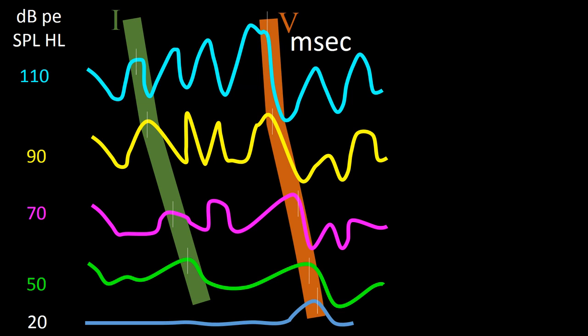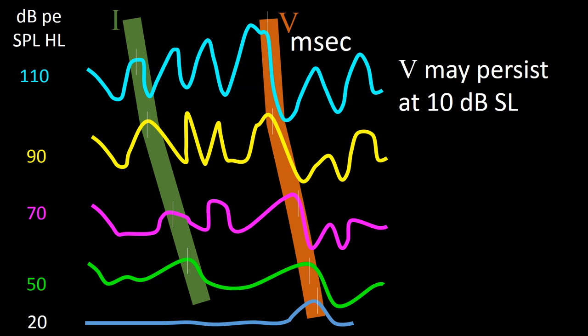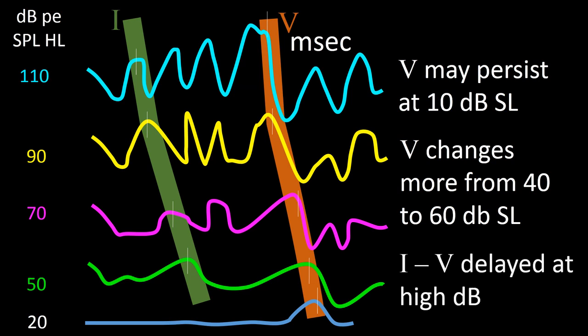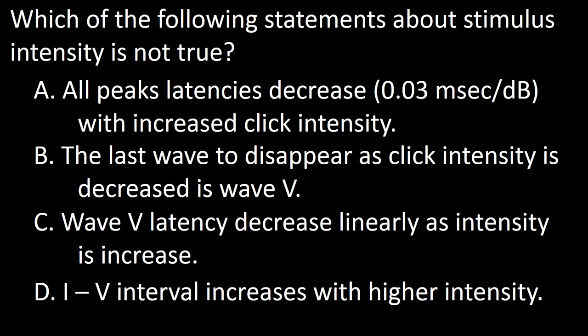So, important points to remember are that wave 5 is the last one to disappear as we decrease intensity. Wave 5 may persist even at 10 dB above hearing level. The latency to wave 5 changes most from 40 to 60 dB above hearing level. And the 1 to 5 interval increases as the intensity of the sound increases. So the answer to this question is C.